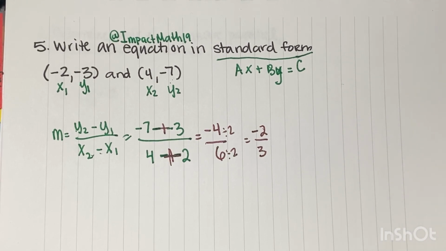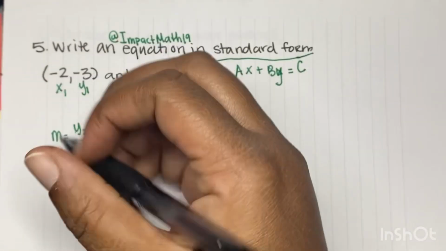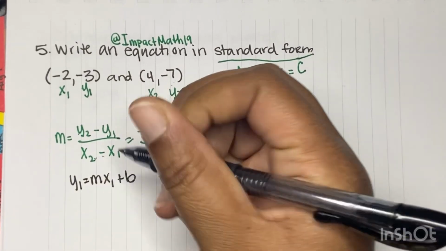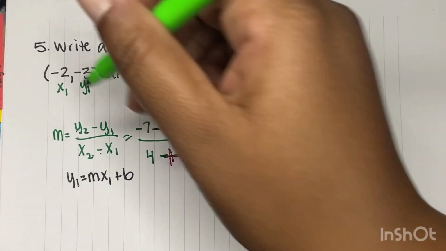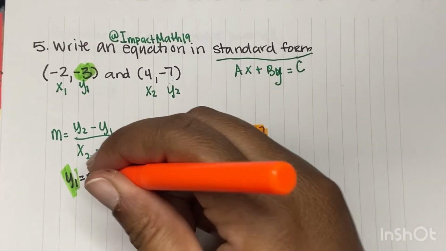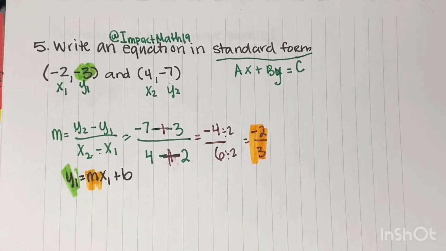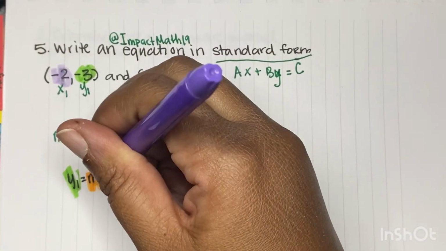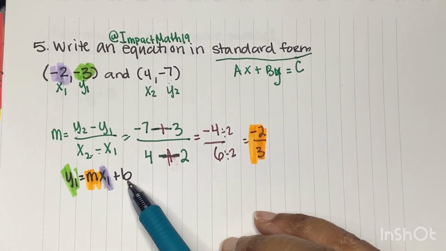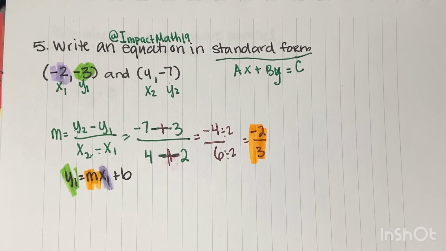Now what we're going to use is our slope-intercept form. So we're going to go back to y1 equals m times x1 plus b. And we're going to plug in this negative 3 for my y1. We're going to plug in this negative 2/3 for my slope, because that's what our slope was. And lastly, we're going to plug in our negative 2 for our x1. We're doing this because we need to solve for the y-intercept, which is going to be our b over here. Okay.